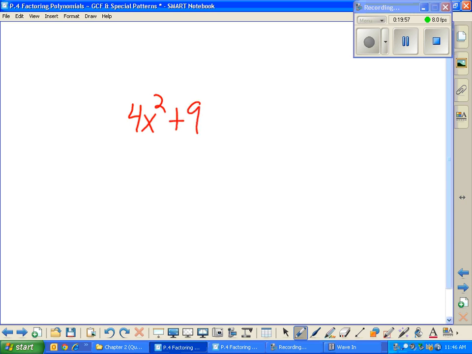It is not a difference of two squares. Difference in math class means to subtract. This is what we call a sum of two perfect squares, and it doesn't factor. If you tried to use the square root method on this, humor me for a second. Together, let's just try to square root method this and see if we can get anything that FOILs to give me 4x squared plus 9 back out.